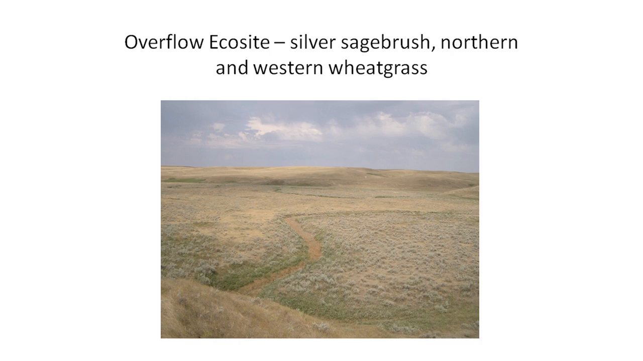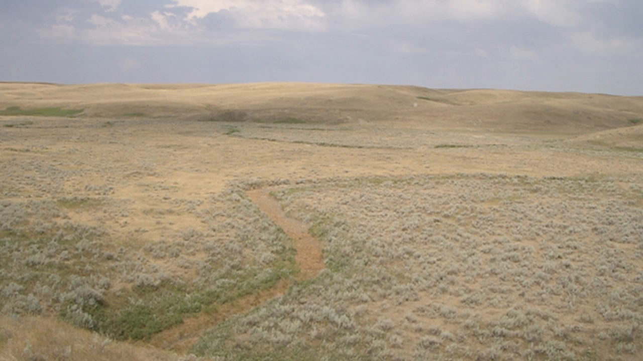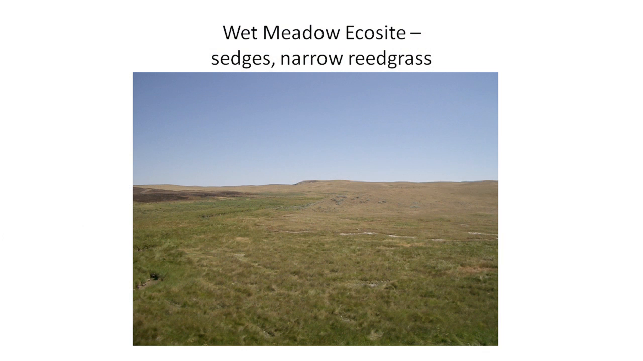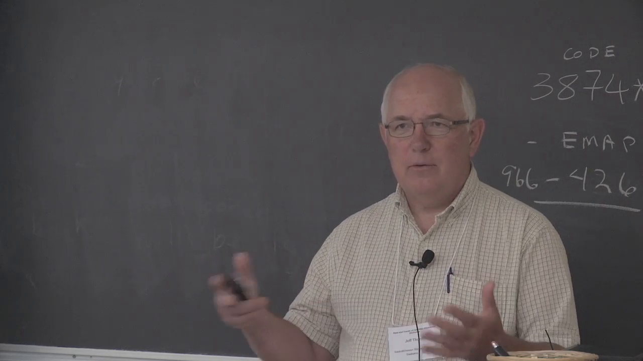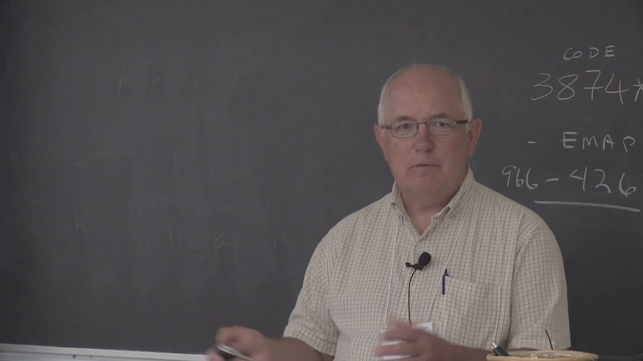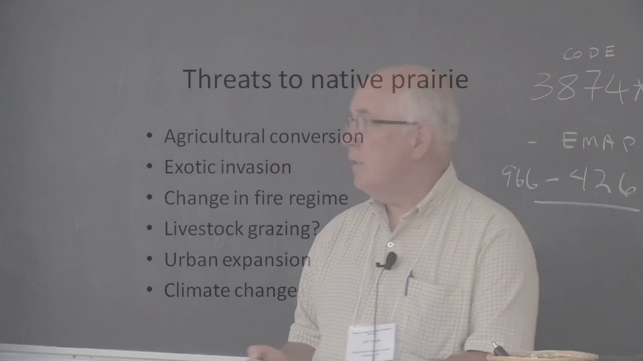And then some of our moisture ecosites. So here we have a stream floodplain, call this overflow ecosite, and in the south it's often sagebrush. And then progressively wetter. Here's a wet meadow with sedges and narrow reedgrass. So I just like to keep in mind that whole geographic range of grasslands that are out there. That's what we're talking about.